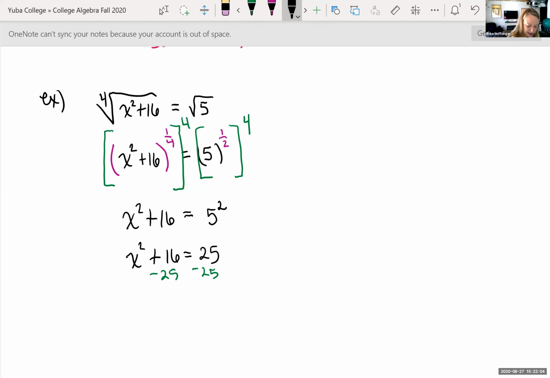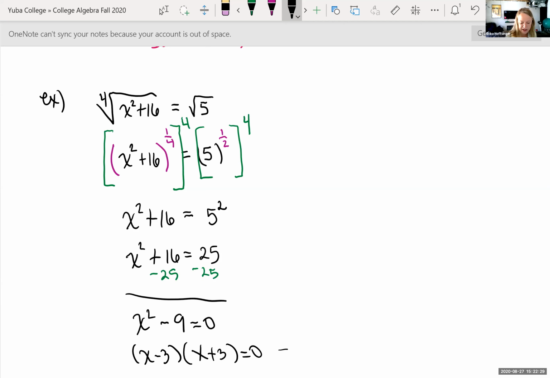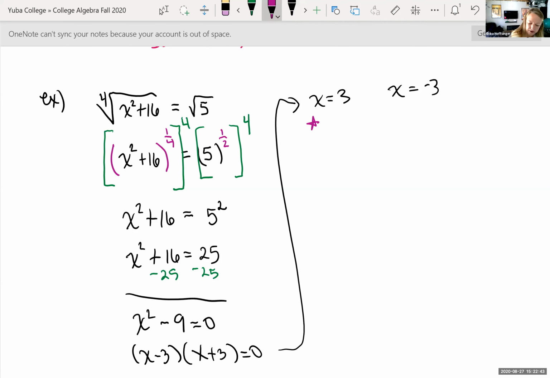If you do that, you get x squared, and 16 minus 25 is -9, equal to 0. Looking at this, this is a difference of squares. I would factor it: x minus 3, x plus 3 equals 0. And so this is when x is equal to 3 and when x is equal to -3, setting each piece equal to 0 and solving. So again, we need to check.